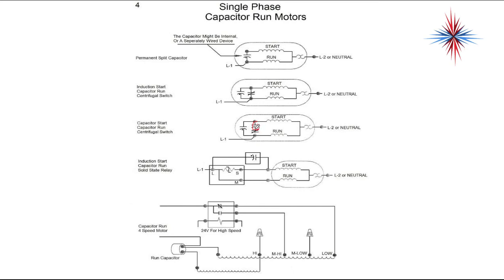We have our switching device that takes the start cap out of the circuit, and then we have our run cap. So when the motor's starting, this switching device is closed and allows current to pass through the start cap to the start winding. Then as soon as the motor reaches 75% of its speed, that switch opens and allows just the current to pass through the run capacitor.